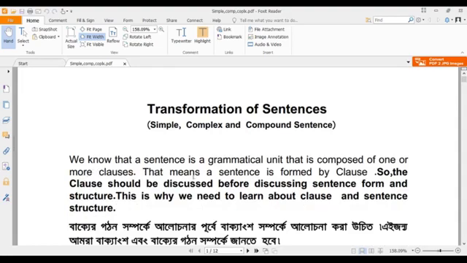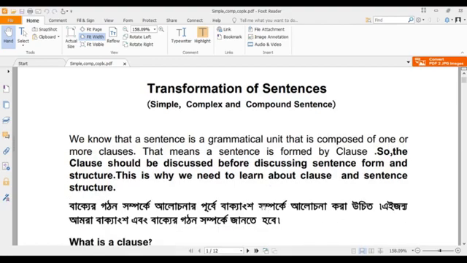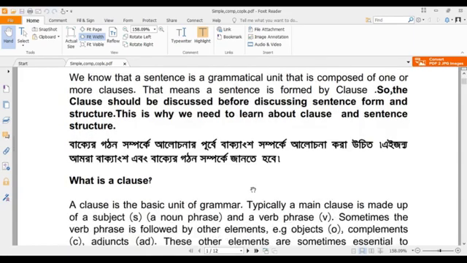We know that a sentence is a grammatical unit that is composed of one or more clauses. That means a sentence is formed by clauses. So the clause should be discussed before we discuss the sentence form and structure. This is why we need to learn clause and sentence structure.